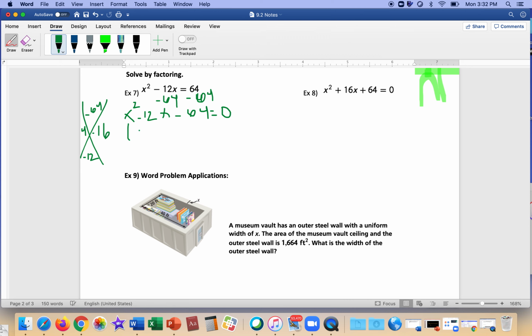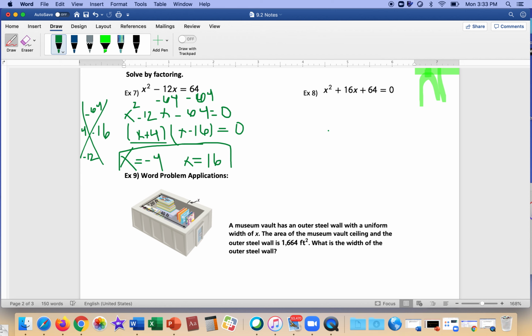So then we'll have x plus 4 times x minus 16. So that's fully factored, and then the last part is you set your factors equal to 0. So like we did before, if we set x plus 4 equal to 0, we subtract 4 and we get x is negative 4. If we set x minus 16 equal to 0, we add 16, so we would get x equals 16. So those are our two values.